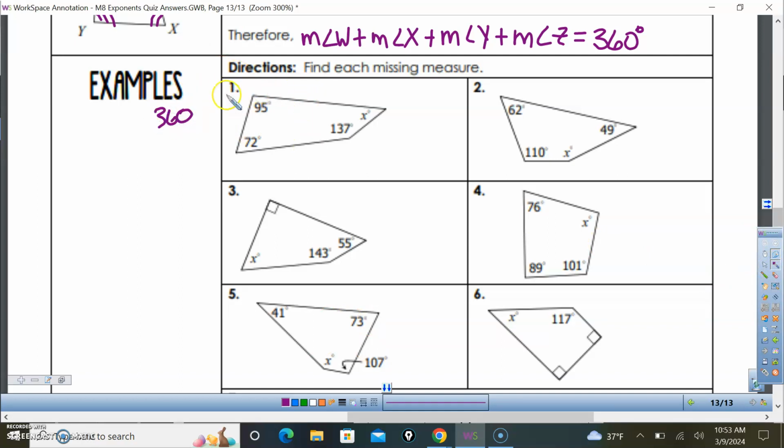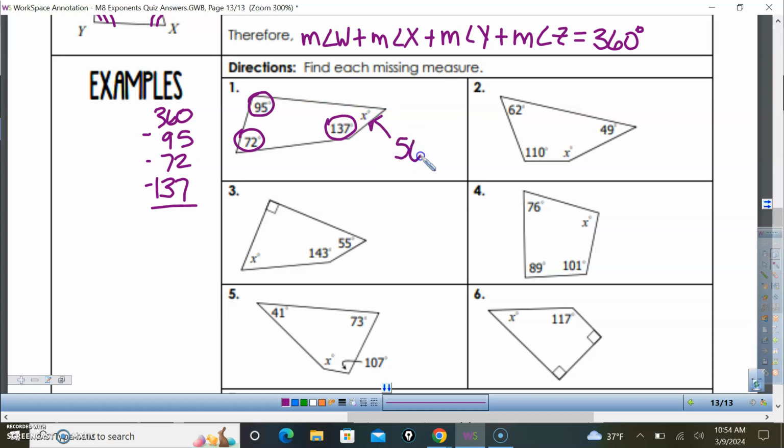So for problem number 1 right here, I'm going to start with 360 degrees. I'm going to subtract my 95 degree angle, my 72 degree angle, and my 137 degree angle. And when I do that, I get that I have 56 degrees left over for angle X right here.